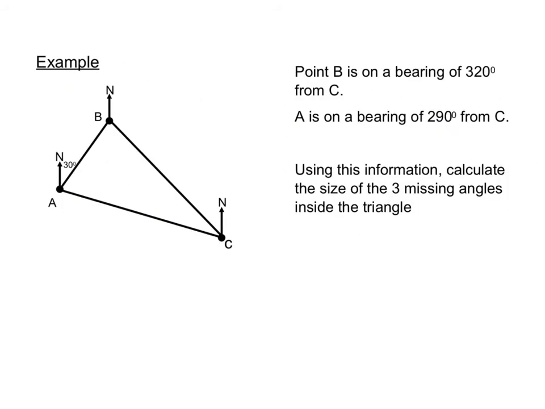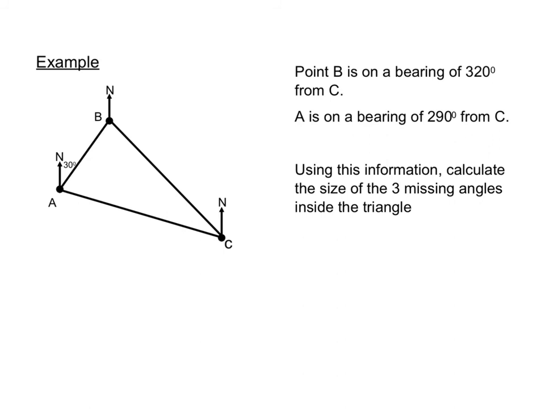So this is again a fairly tricky example. You'll notice the triangle here has none of the internal angles shown, and that's what we're going to try and find out. It gives us some information around bearings in these two sentences here, and it says using that information calculate the size of the three missing angles inside the triangle. So this angle here, this angle here, and this angle here. You'll also notice that there's already been 30 degrees marked off in this space here.